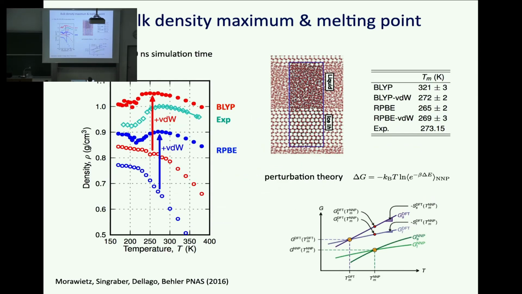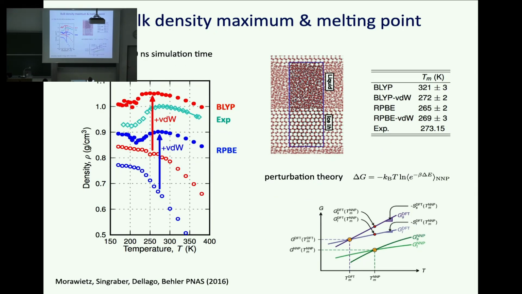Anyway, with this neural network, we were able to carry out simulations that you could not do with ab initio. We computed, for instance, density isobars, finding the density maximum of water at 4 degrees Celsius. We also computed melting points and found that for a particular combination of functional with van der Waals corrections, you get melting points at zero pressure that are quite close to the experimental value. In order to get these numbers, we also carried out perturbation theory to correct for the errors that you necessarily make using the neural network.